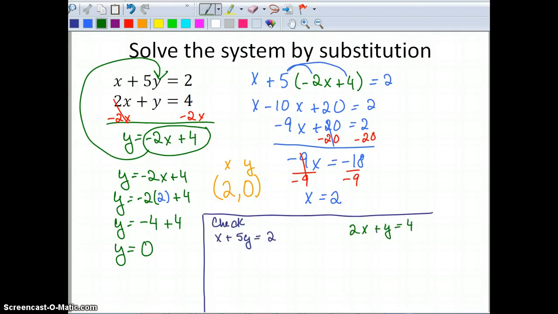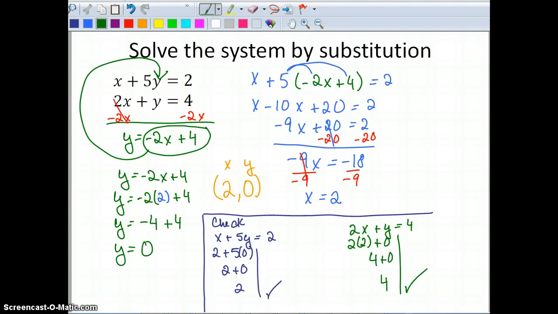Okay, now let's go through and let's check our work. So for the first one, we've got x is 2 plus 5 times 0. We're hoping that's equal to 2. So 2 plus 0 is equal to 2. This one works. Let's check the next one. I have 2 times an x value of 2 plus 0, and I want that to be 4. Well, 4 plus 0 does give me 4. This one checks out. So that's all there is to it.